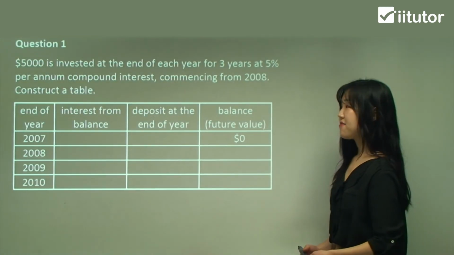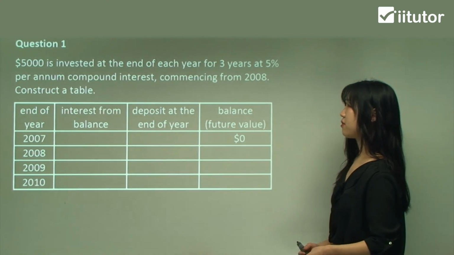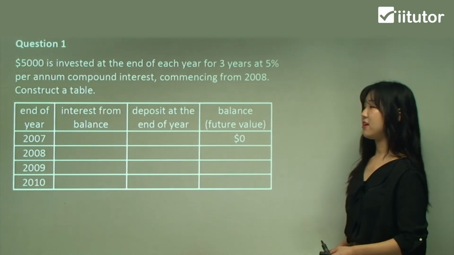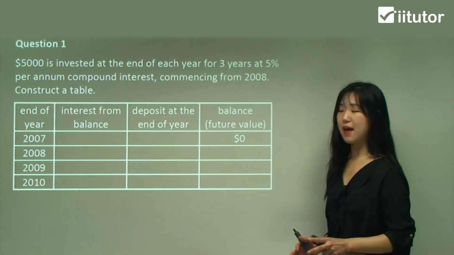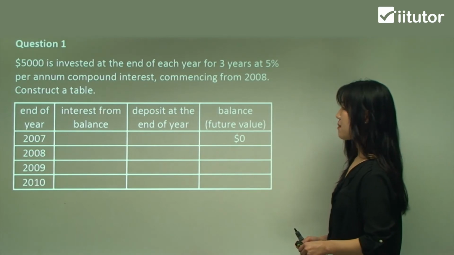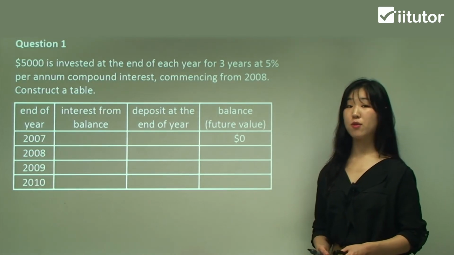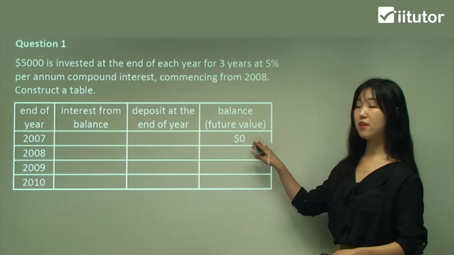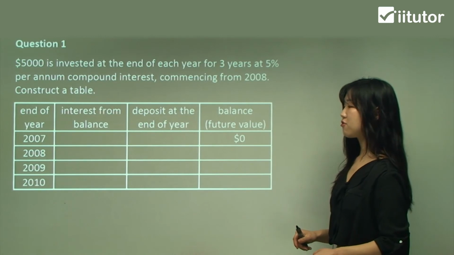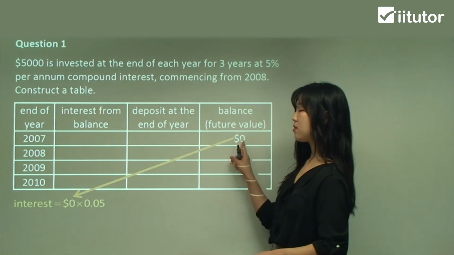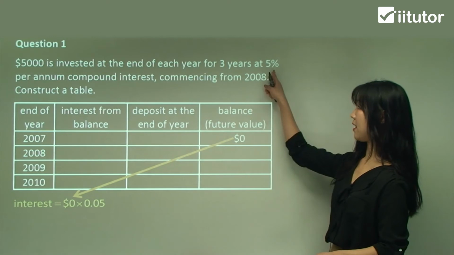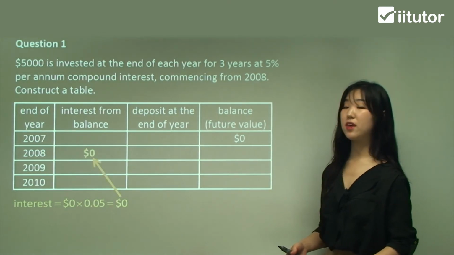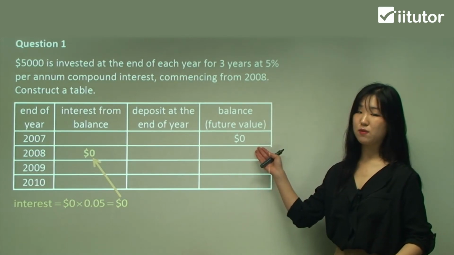So let's try question 1. Question 1, $5,000 is invested at the end of each year for 3 years at 5% per annum compound interest, commencing from 2008. Construct a table. So it's exactly the same as the previous example. Let's try it. So because it's commencing from 2008, we're going to assume that there was nothing in the account in the previous year. So $0 is the balance that we start off with. So to get the interest in the beginning of 2008, we simply multiply our balance by our 5%. So calculate it, we get 0. So $0 is our interest at the beginning of 2008 because there was no balance at the previous period.